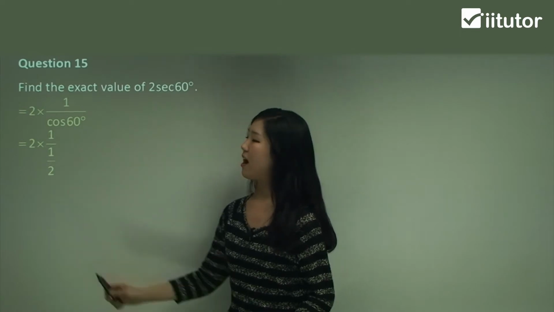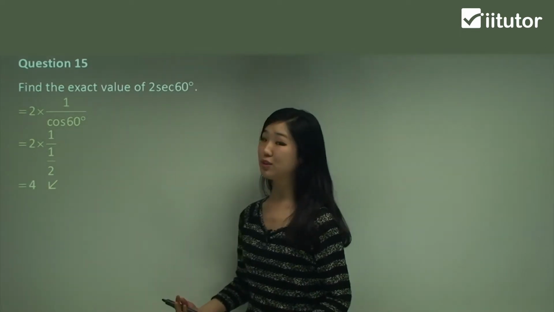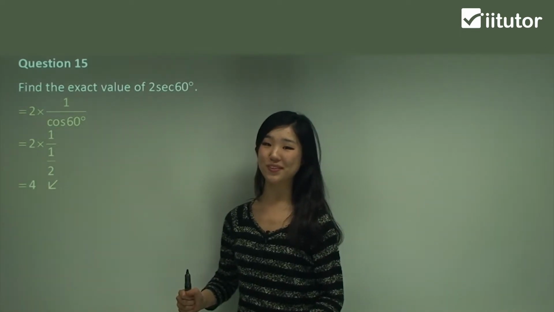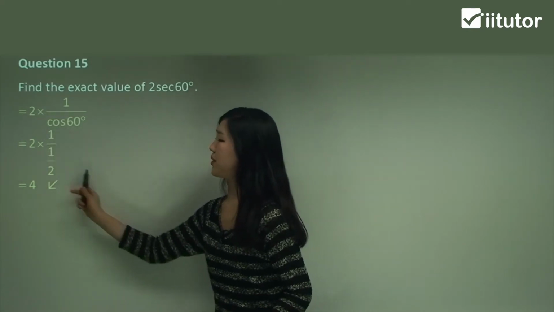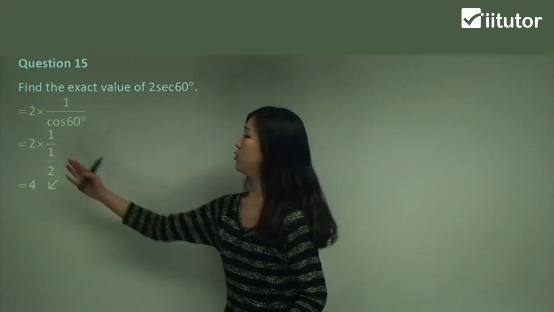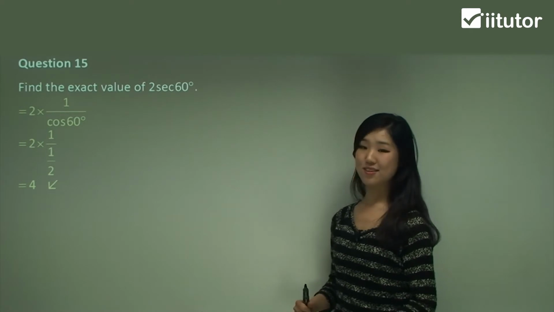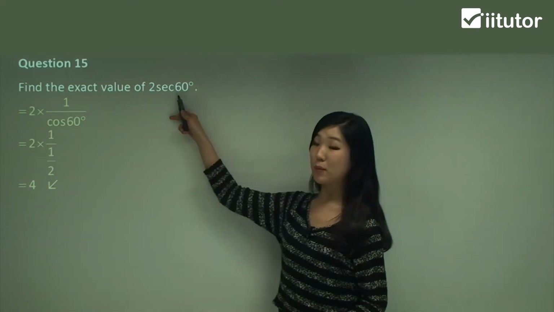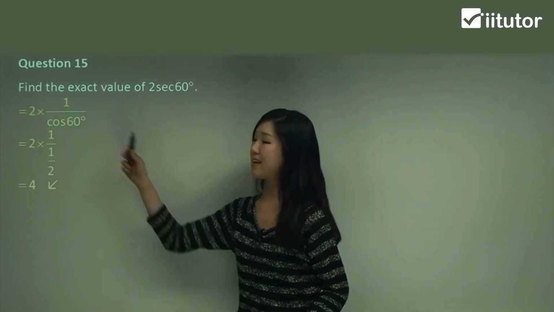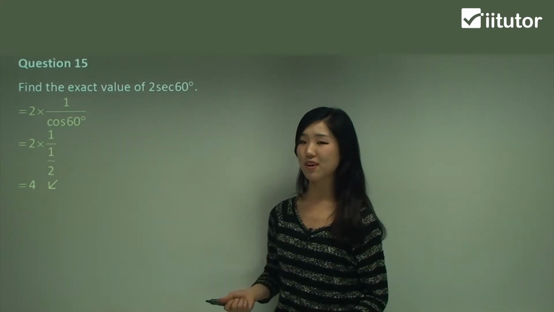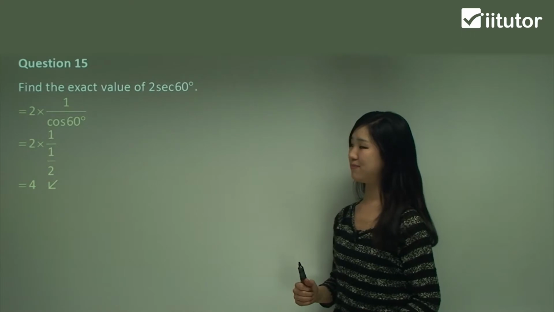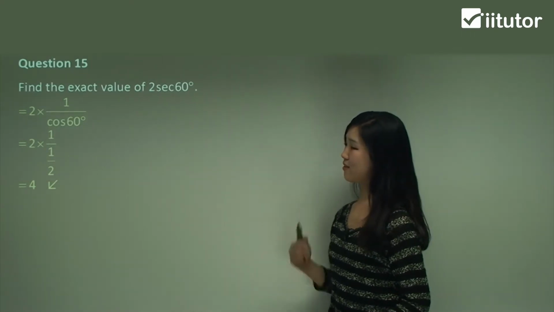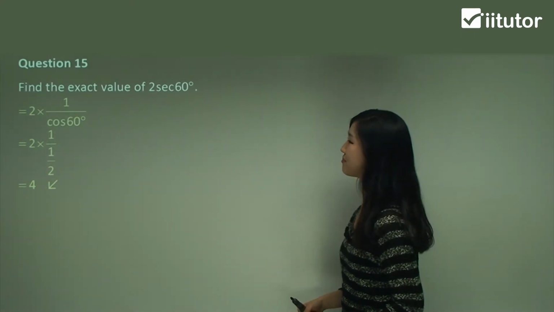Now 1 on a half is simply 2, so therefore 2 times 2 is 4. So 1 over 1 on 2 is 2. Therefore 2 times 2 I get 4, and that's the answer to question 15. So again that was pretty simple, as long as you remember what sec is, and as long as you remember what that exact ratio is, that shouldn't be much of a problem. So that's question 15. Let's move on.